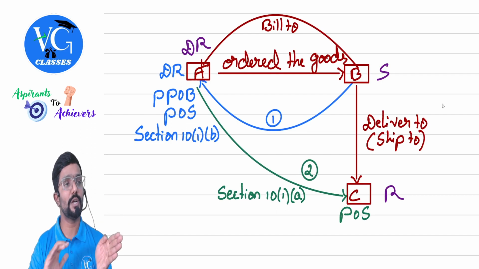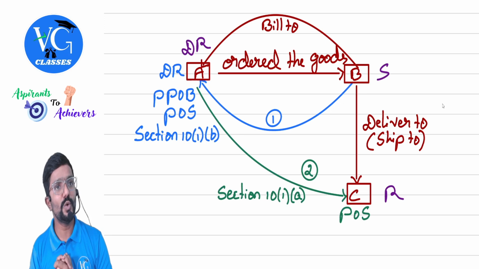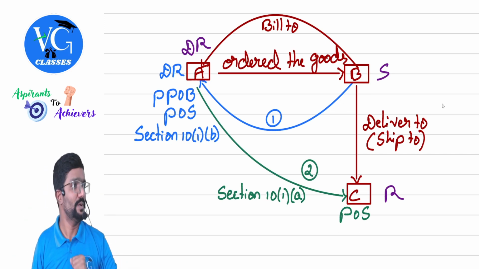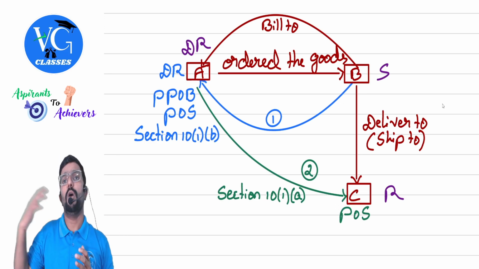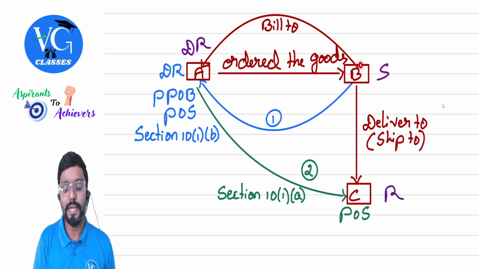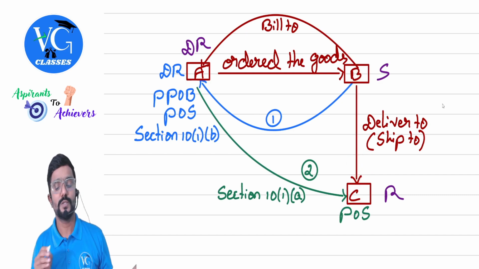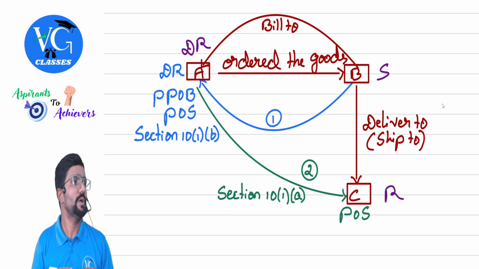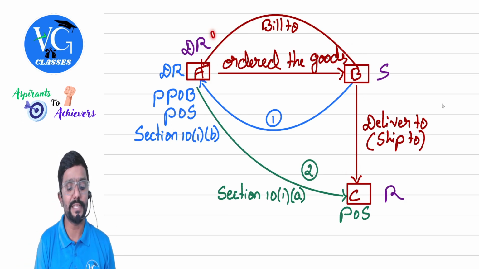Now A ordered the goods to B to deliver it to C. Actually, goods are delivered to whom? C. So can I tell recipient is C? Yes. But who is deemed to be the recipient? A. Because he is the one who ordered it. So what will B do? B will send the invoice to A, whereas send the goods to whom? C. So we call it as bill to A, whereas ship the goods to whom? C. Okay, sir. But for GST purpose, whom do we consider as deemed recipient? A.